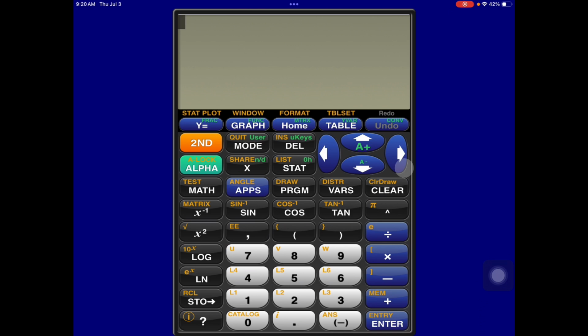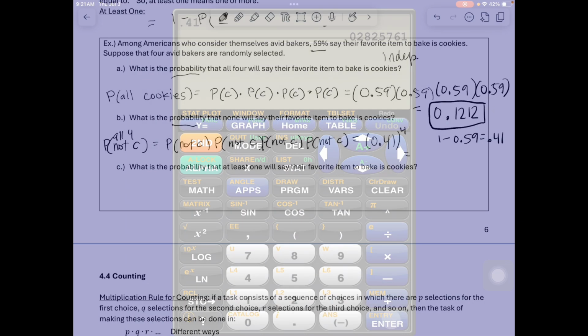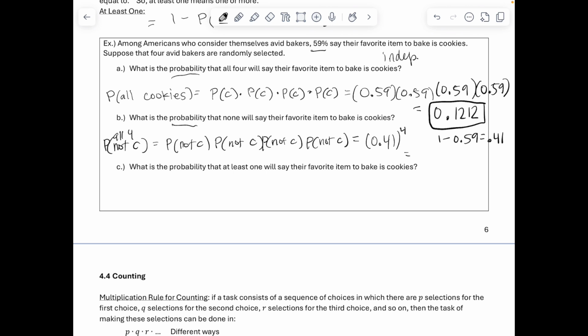To do 0.41 to the 4th power, we're going to do 0.41, and then you'll have a little caret. It's right above the division symbol, and this is raising it up to the 4th power, and then selecting enter, and we get our decimal answer. Using your calculator to do 0.41 times itself 4 times, or using the exponent button and raising this up to the 4th power, we get an answer of 0.0283.